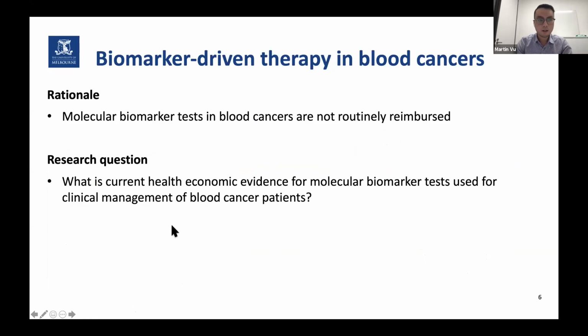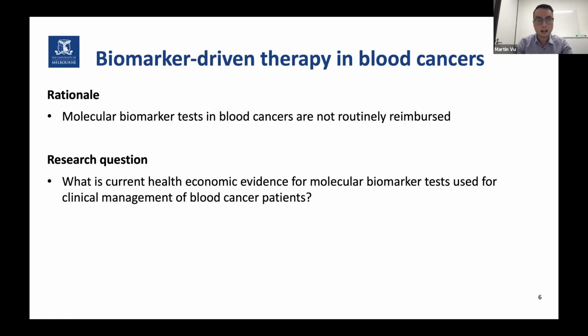And so the challenge for the health system that we see is that molecular biomarker tests in blood cancers are not routinely reimbursed, and this is very evident in the case of the Australian healthcare system. And so the question is, why is that? Why aren't these tests made available to patients?